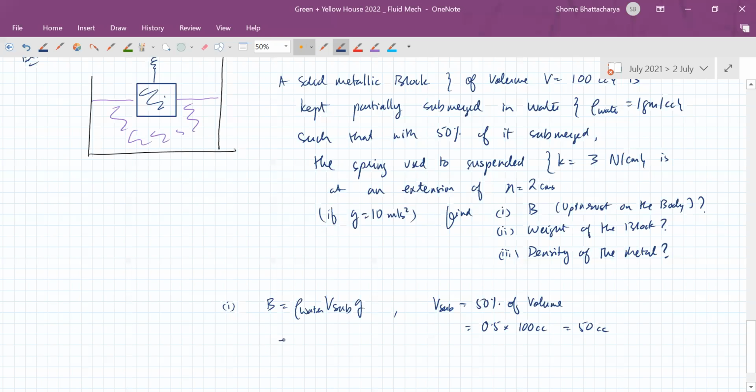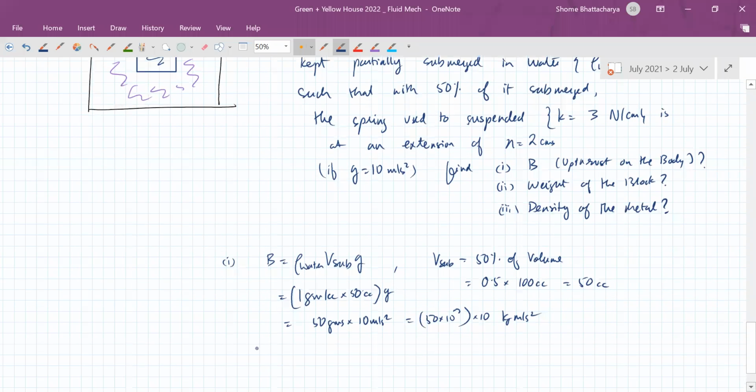So this buoyant force will become density of water. We can let it be in gram per cc. And then later multiplied with G. So 50 grams into 10 meters per second square. So that is 50 into 10 raised power minus 3 into 10 in kg meters per second square or newtons.